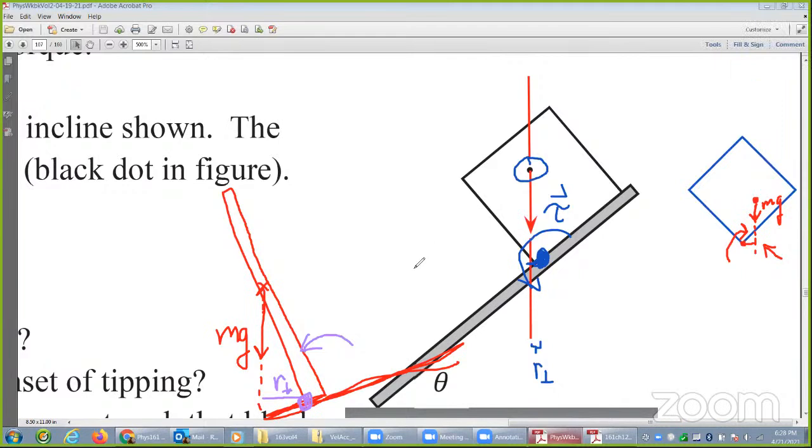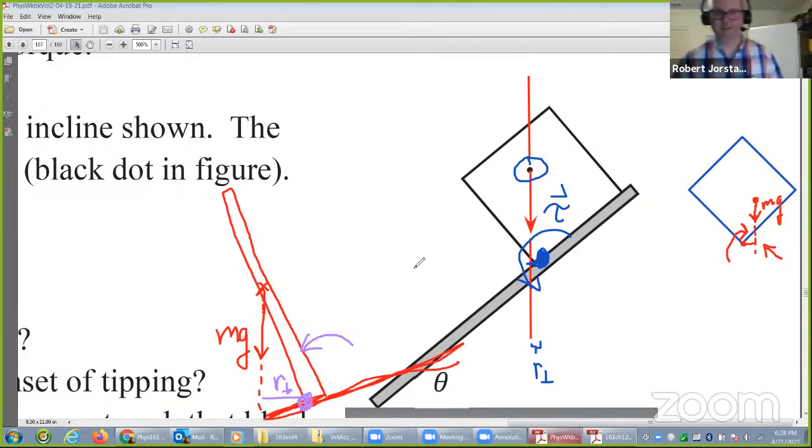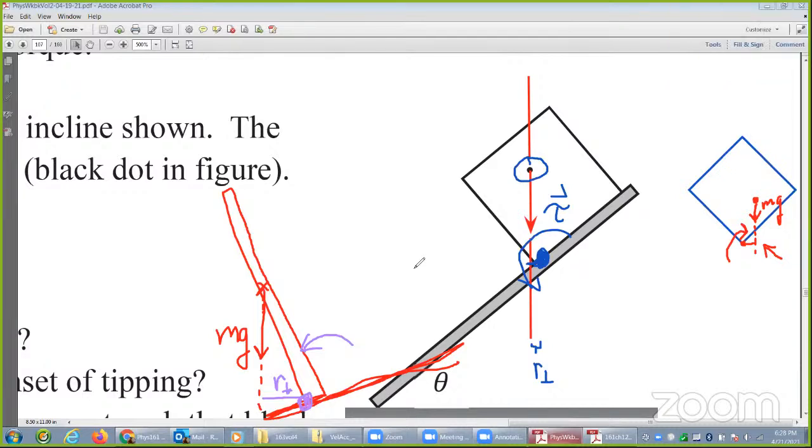You good with that? Yeah, so no matter the weight. That's right. This would tip over if it's a tall, skinny piece of foam or if it's a tall, skinny piece of lead, as long as the center of mass passes the pivot point.